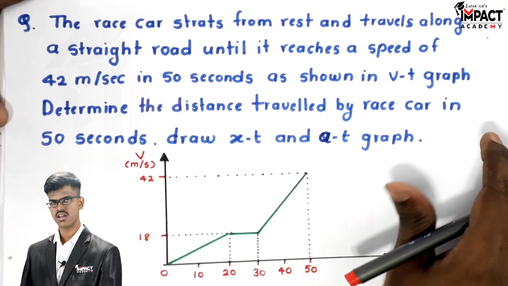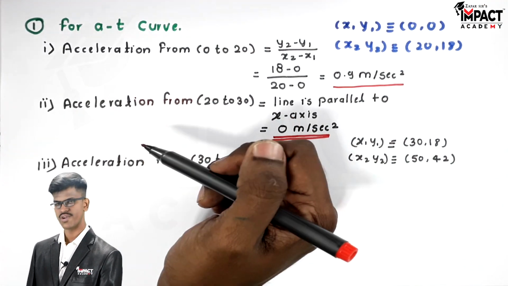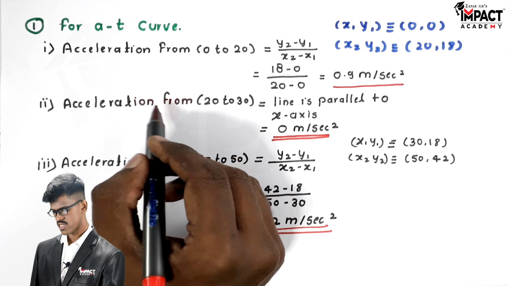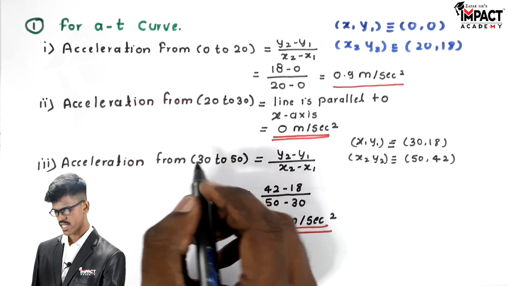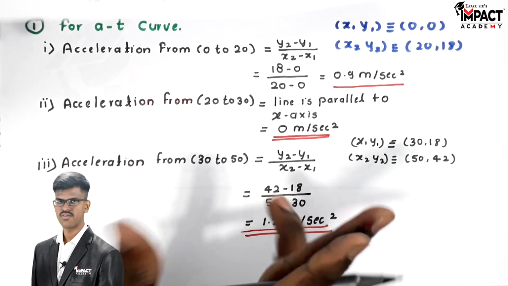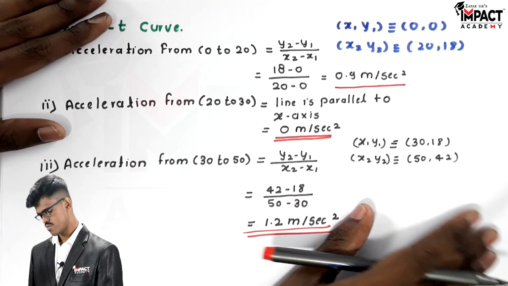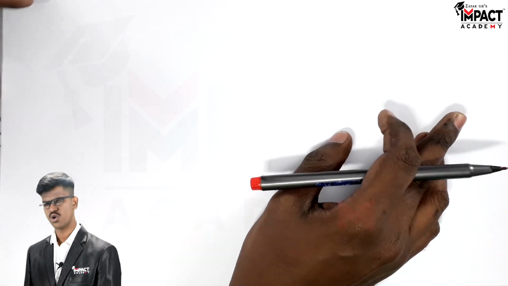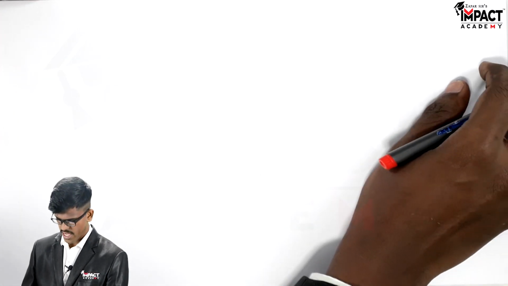Draw the a-t graph. So we get the acceleration for time interval 0 to 20 seconds, acceleration from 20 to 30 seconds, and 30 to 50 seconds. We have to just plot the graph. Okay, so let's plot the a-t graph.